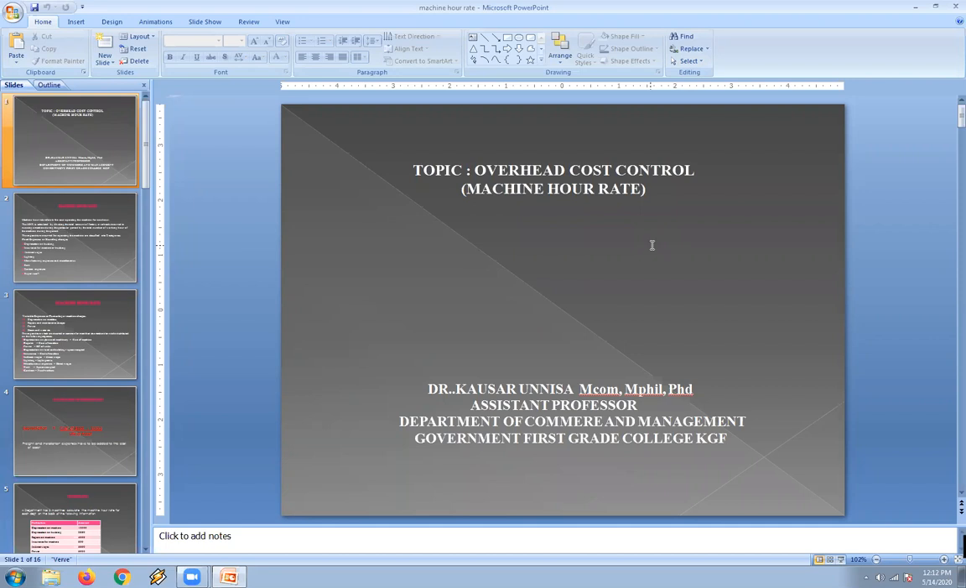So in the previous class we discussed overhead cost control, the primary distribution over summary as well as the secondary distribution method, in that both simultaneous.